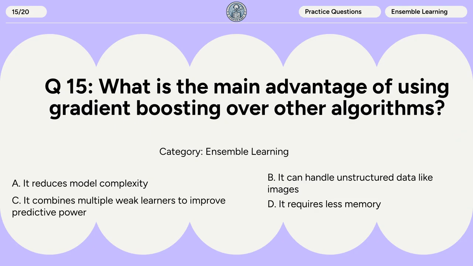Question 15. What is the main advantage of using gradient boosting over other algorithms? A. It reduces model complexity. B. It can handle unstructured data like images. C. It combines multiple weak learners to improve predictive power. D. It requires less memory.